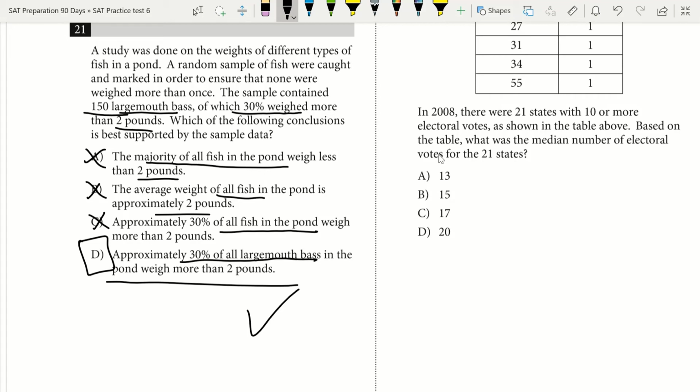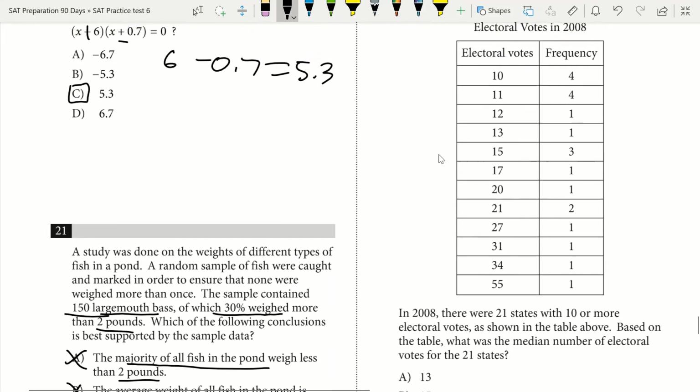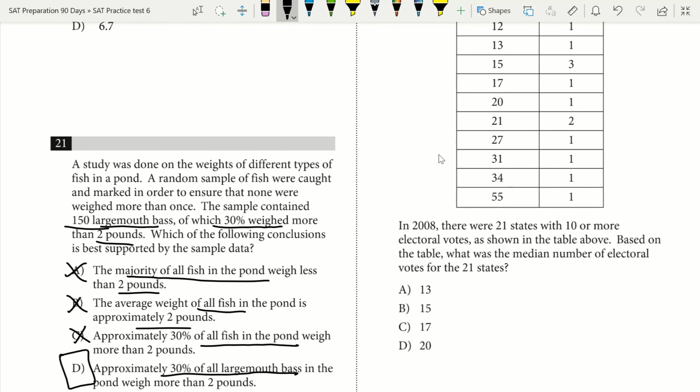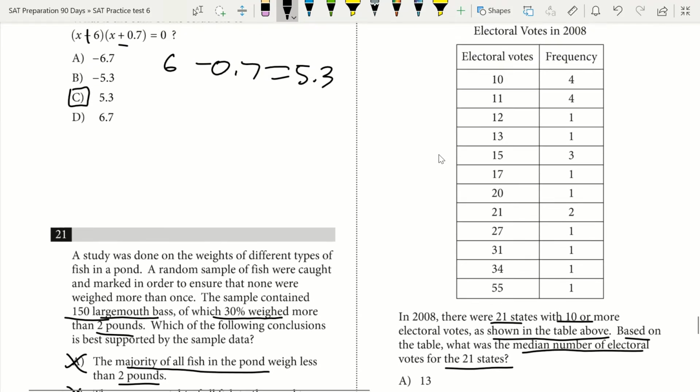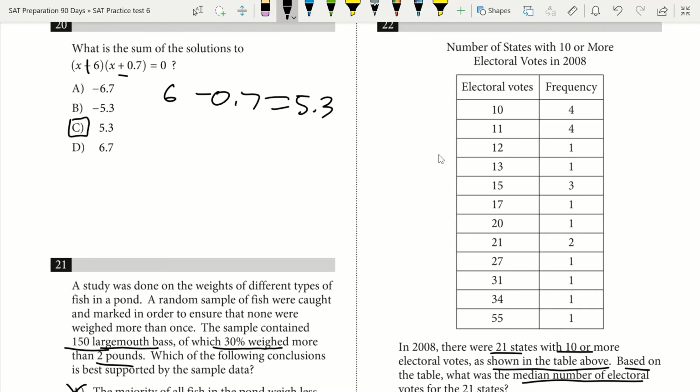All right, number 22. If it looks easy, we're going to go ahead and solve it. It looks pretty easy, just a table. In 2008, there were 21 states with 10 or more electoral votes, as shown in the table above. Based on the table, what's the median number of electoral votes for the 21 states? Okay, well, I've got frequency right here. So frequency is basically how many times these electoral votes show up in these states.